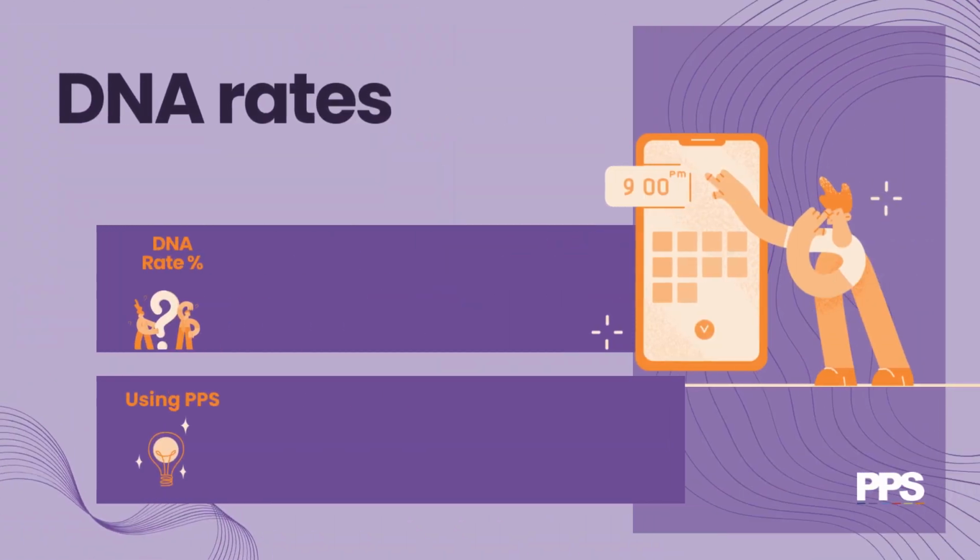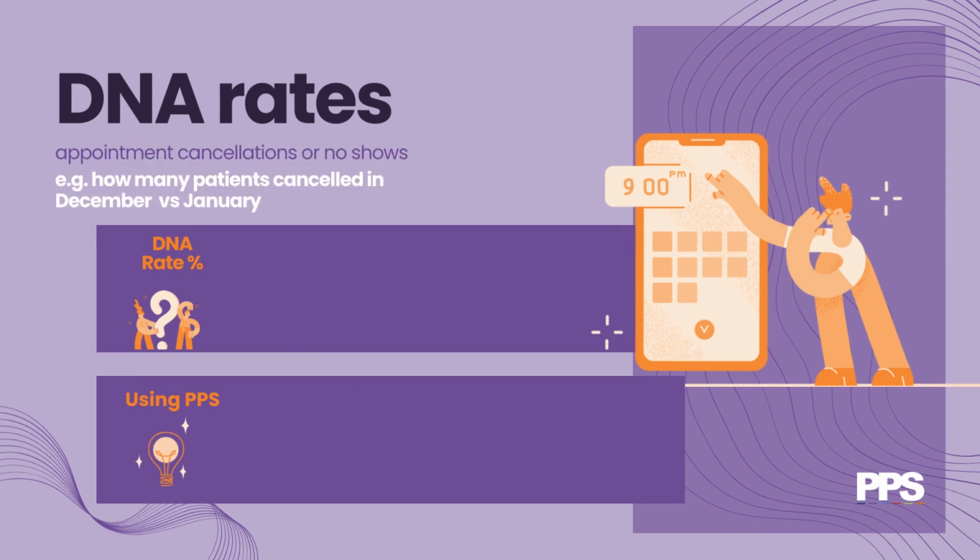DNA rates. So when we're looking at DNA rates as a KPI, we're going to be looking at the number of appointment cancellations or no-shows. So by this point, you know the drill. The first thing we're going to need to do is define a period of time. And then within that period of time, you're going to be looking for the number of cancelled appointments, which you will then compare against the number of total appointments scheduled within that period to get your DNA rate.